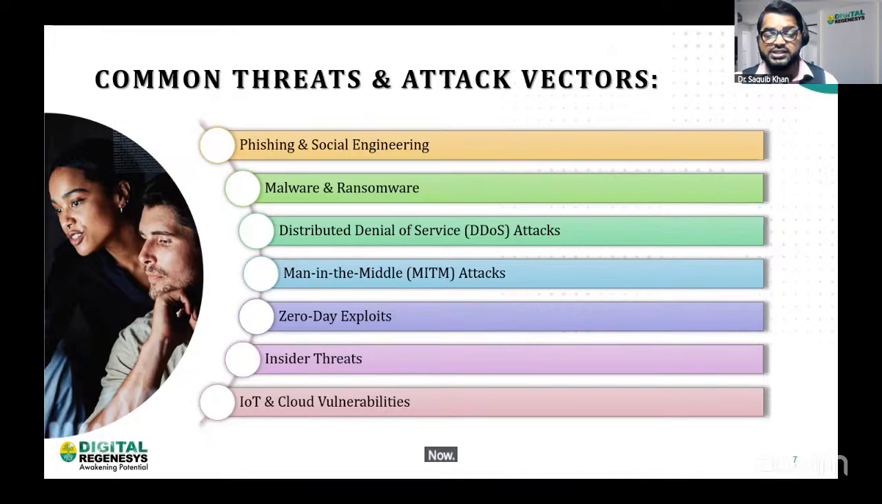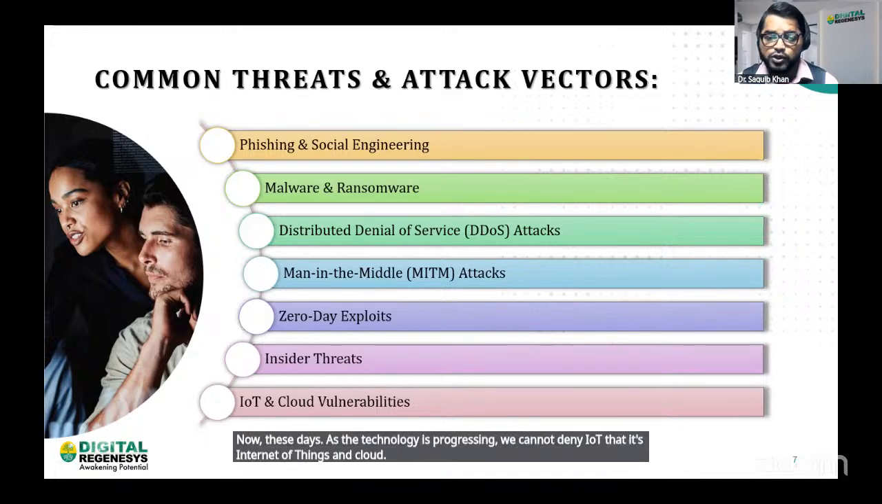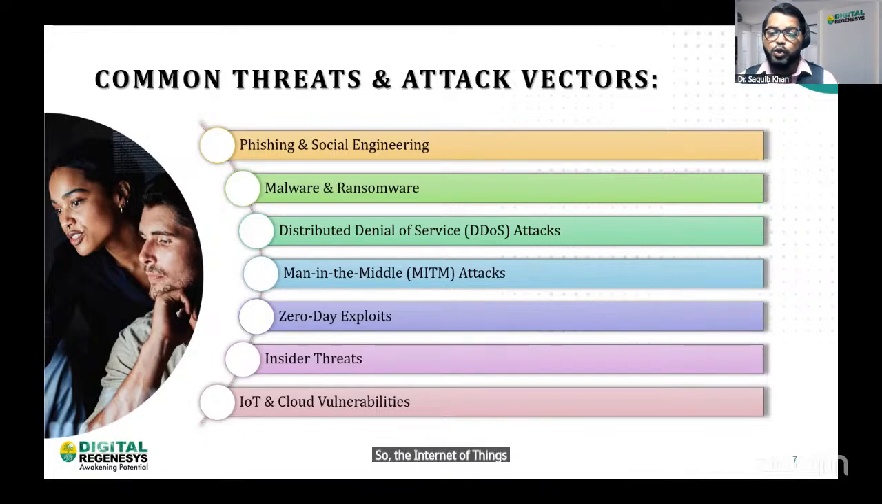Now, these days, as technology is progressing, we cannot deny IoT, that is Internet of Things, and cloud. The Internet of Things, that is IoT, includes your smart devices like cameras, thermostats, and sensors that are connected to the internet, your smart watches as well. And cloud vulnerability affects data that is stored and processed on online servers, your cloud services. So a hacker will try to take control of your smart home devices to spy or to create a benefit.